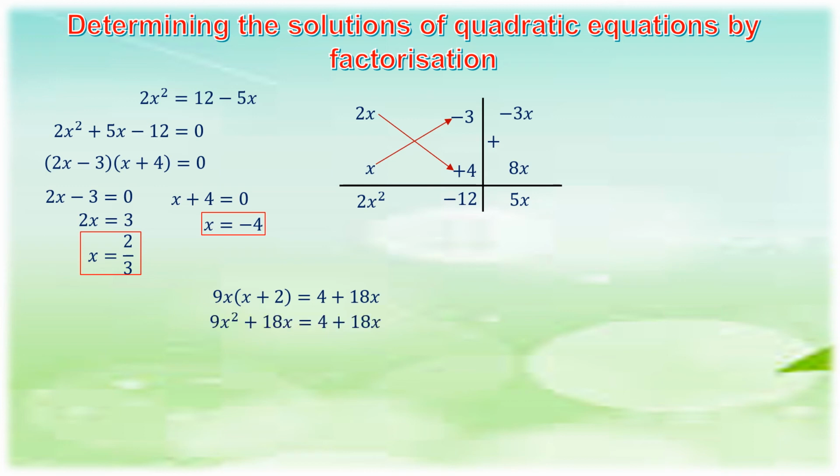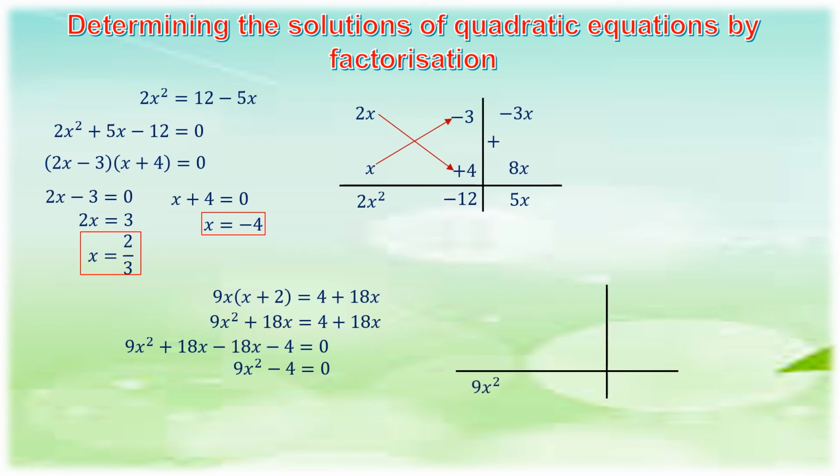So distributing 9x inside the parentheses, we will be having 9x squared plus 18x is equal to 4 plus 18x. And transposing 4 plus 18x to the left side of the equation, we will be getting 9x squared plus 18x minus 18x minus 4 is equal to 0. So 18x minus 18x is equal to 0. So we will be getting 9x squared minus 4 is equal to 0. In this one, we are going to use the cross method. So the first lane will be the factors of 9x squared, which is equal to 3x times 3x. And the second lane would be negative 4, and the factors are positive 2 and negative 2.